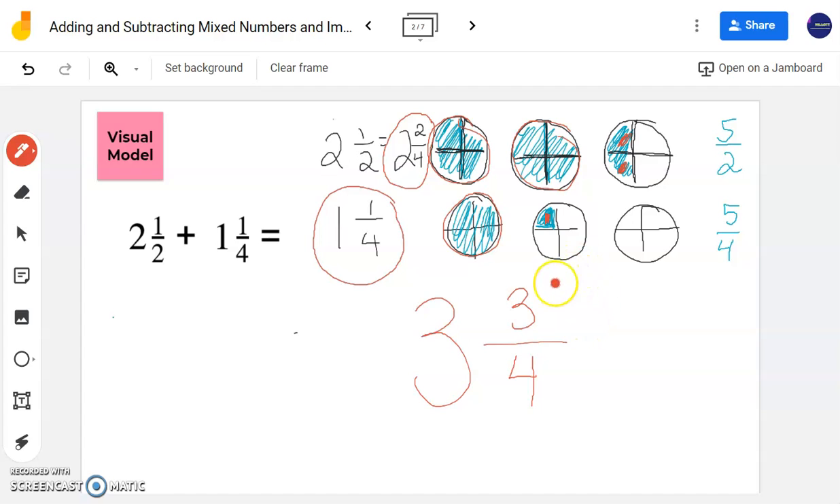Now, I can also choose to count how many fourths I have. Well, I know 1 whole is the same thing as 4/4. So I have 4/4, 8/4, 12/4. Now let's count here. 13/4, 14/4, 15/4. So I can also represent my answer as 15/4. Both options are correct.